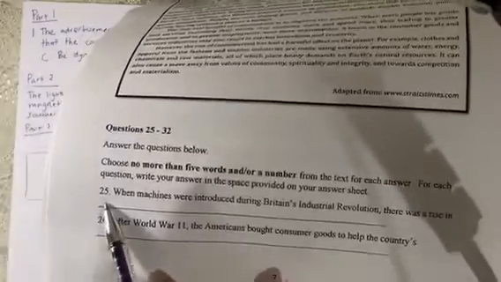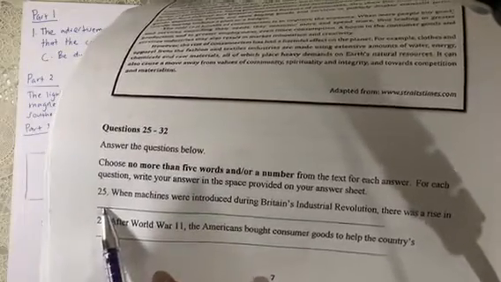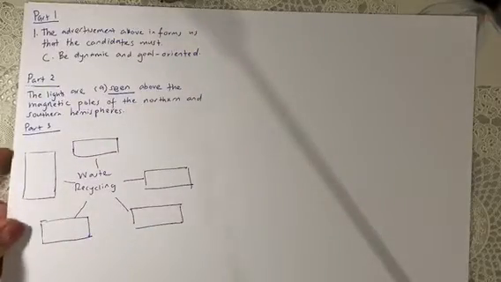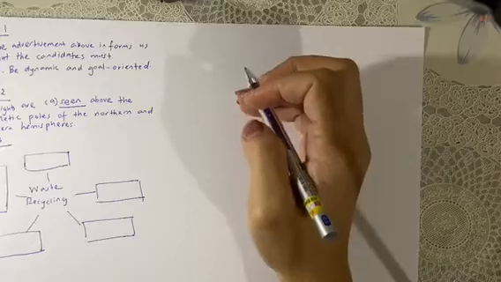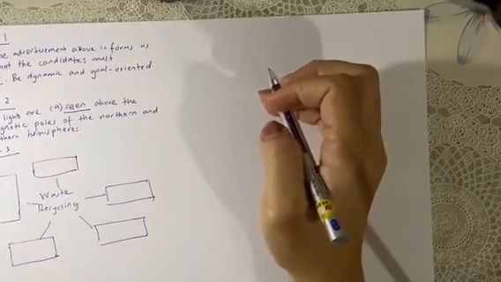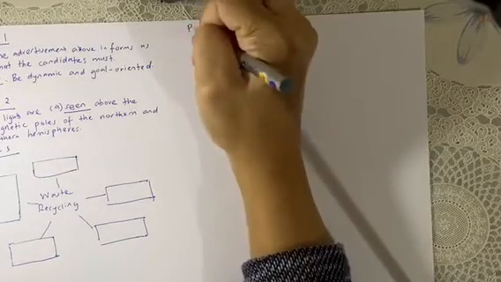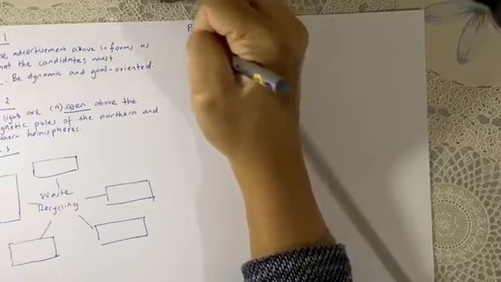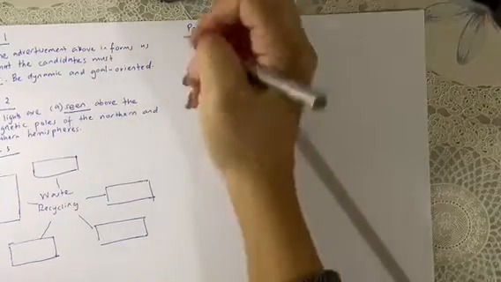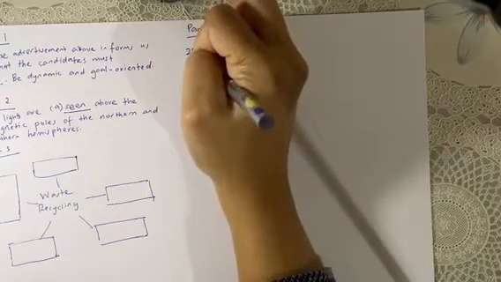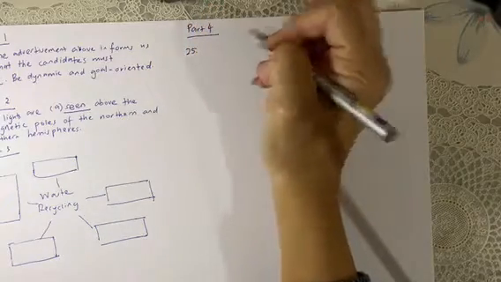So I'm just going to write an example. Let's say you got number 25 wrong. Okay, so this is how you do it. So I'm going to move to the next page. Remember, buat dengan kemas. Part 4. So just like that. And then, now straight away write question 25.